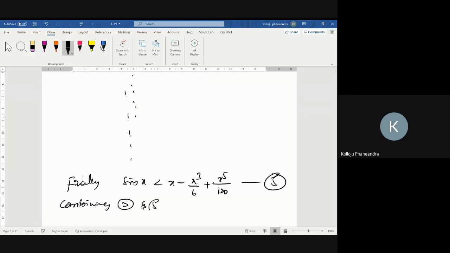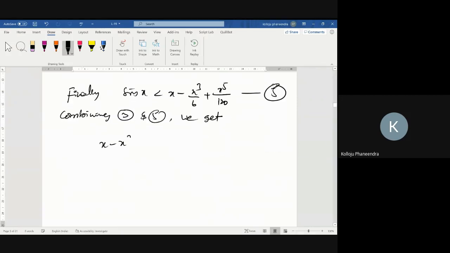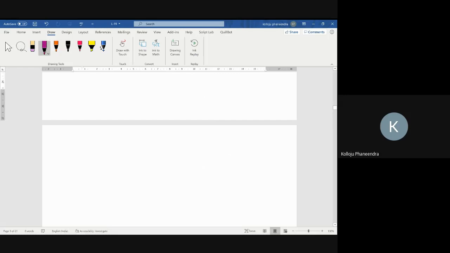Lastly, combining 3 and 5, we get x minus x cube by 6 less than sine x, which is the first inequality, and sine x is less than x minus x cube by 6 plus x to the power of 5 by 120. Okay, this is one model. Now, the problems using successive differentiation. See, another one.